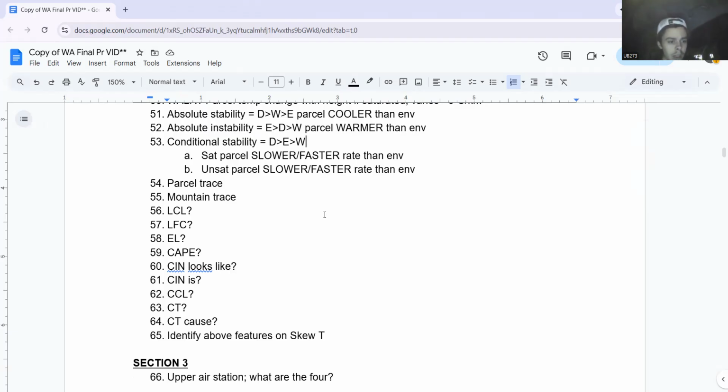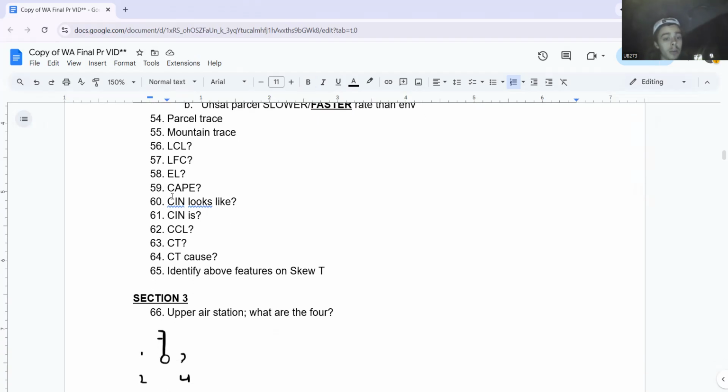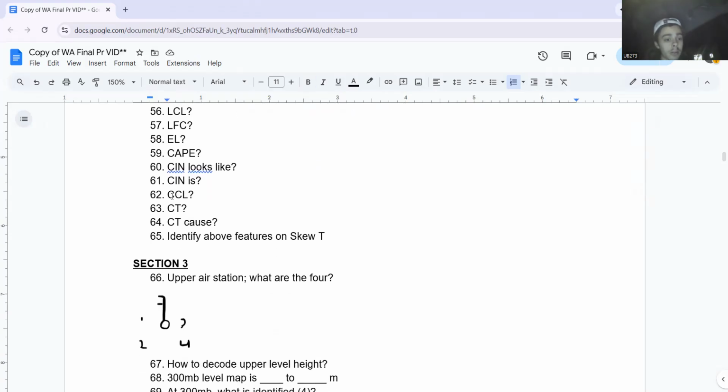And that's what I just said. The saturated parcel is slower than its environment, which means unstable because it ends up being warmer. The unsaturated parcel, the dry adiabat, has a faster rate, which means it's going to end up being cooler than the environment. It will sink, and is stable. So that's why it's conditionally stable. Sometimes it is, sometimes it isn't. Parcel trace, we'll talk more about later, and the mountain trace.